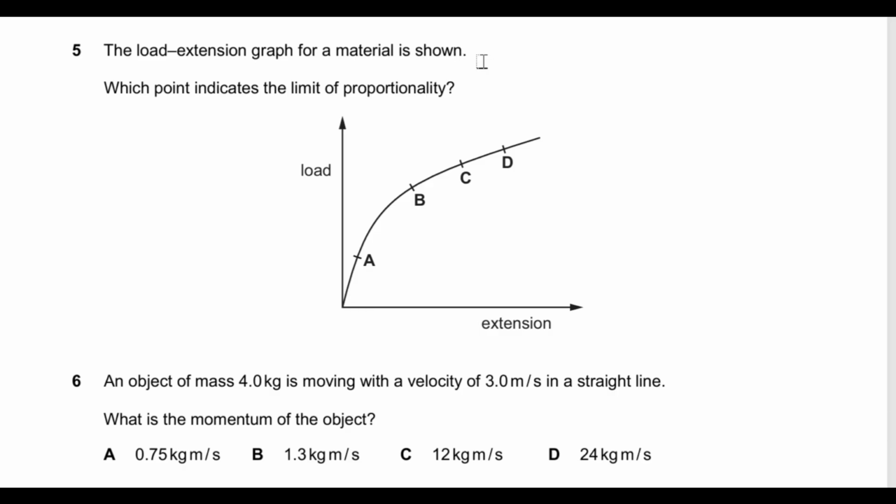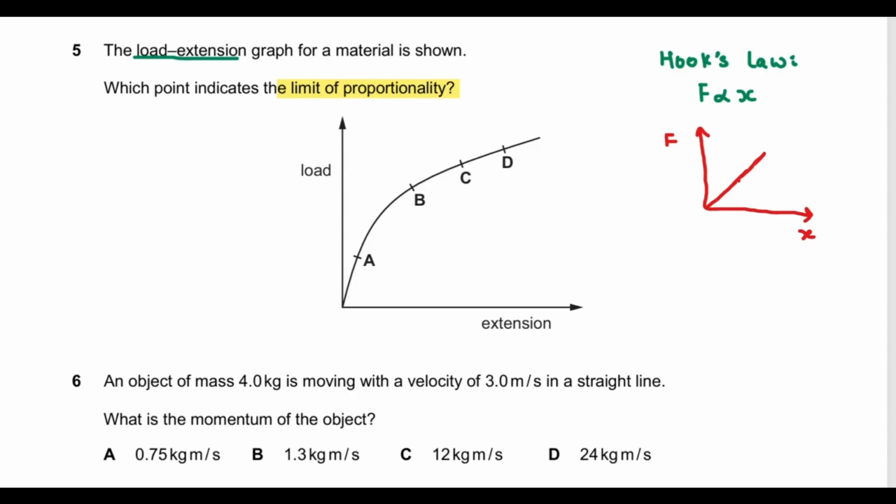Question number 5 says the load extension graph for a material is shown. Which point indicates the limit of proportionality? Load extension graph can be defined by using Hooke's law, which says that extension produced in an elastic body is directly proportional to load applied. That means the graph would be a linear graph. But there comes a point in this graph where the linearity or direct relation does not exist anymore and the graph starts curving itself. This point is known as the limit of proportionality. And in the graph we have, after point A, the graph started curving itself. That means A is the limit of proportionality.